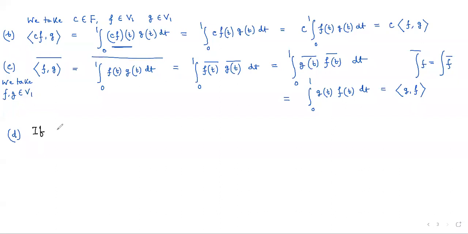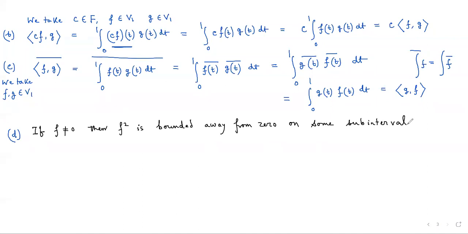They have written in the book: if f is not equal to 0, then f squared is bounded away from 0 on some sub-interval of [0, 1]. What do we mean by this particular term, bounded away from 0? f squared is getting bounded away from 0.